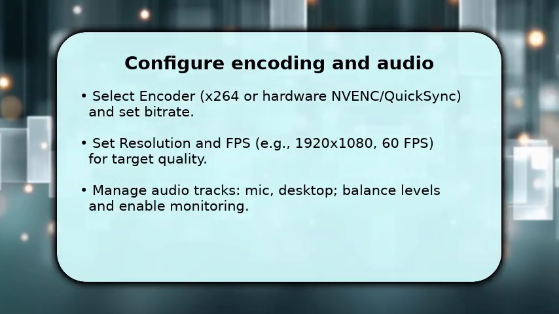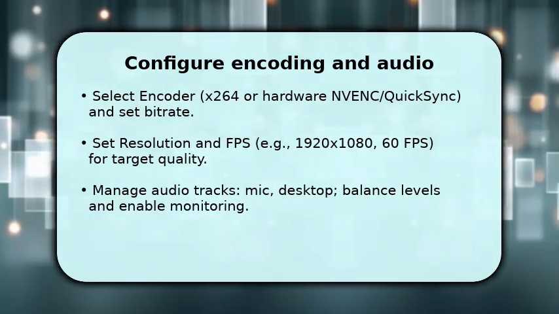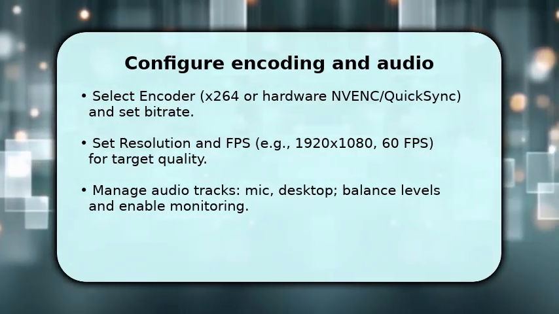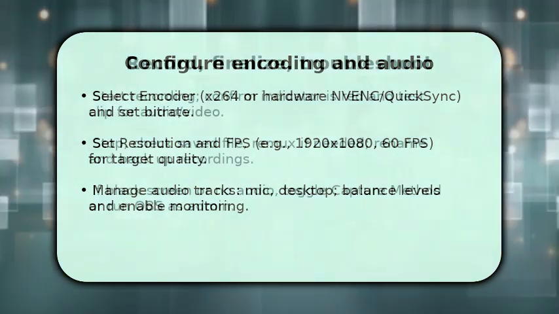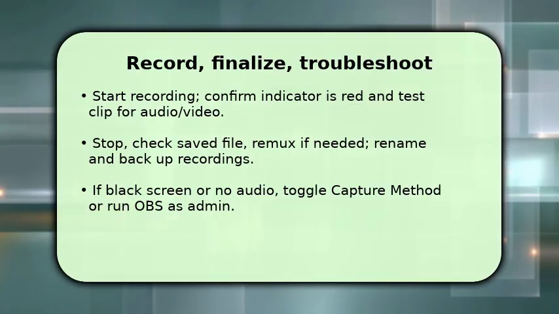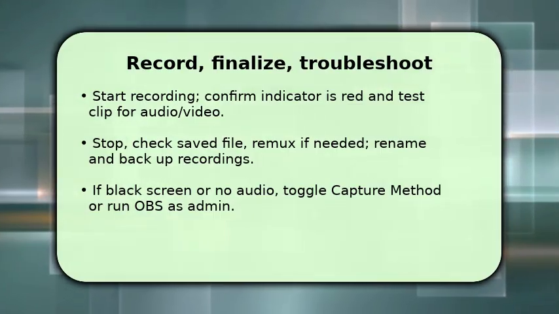Route audio. Create separate tracks for microphone and desktop sound so you can edit them later, and enable monitoring to hear live levels. Adjust mic gain and desktop. Start recording and watch the red indicator. Make a short test recording to verify audio and video are captured correctly.